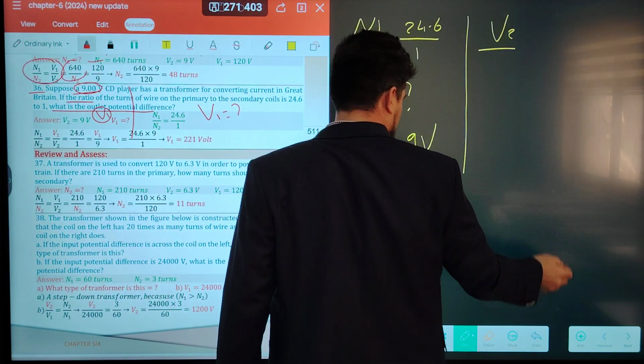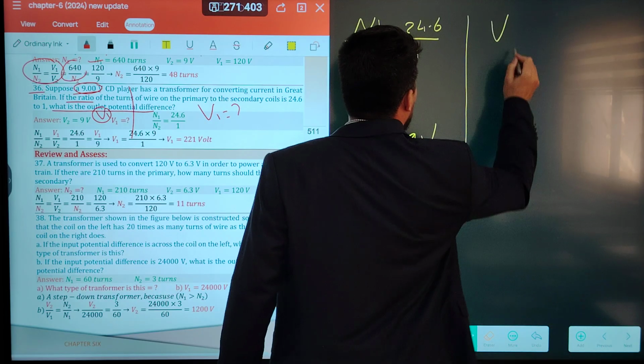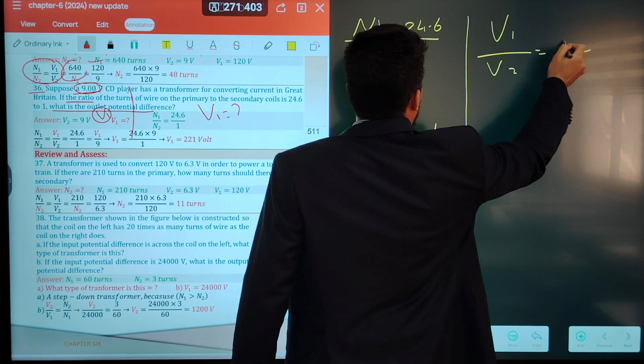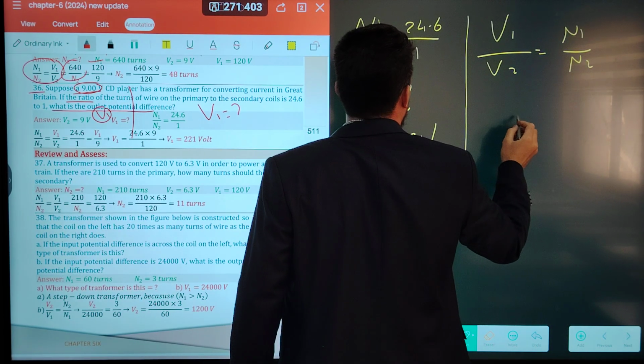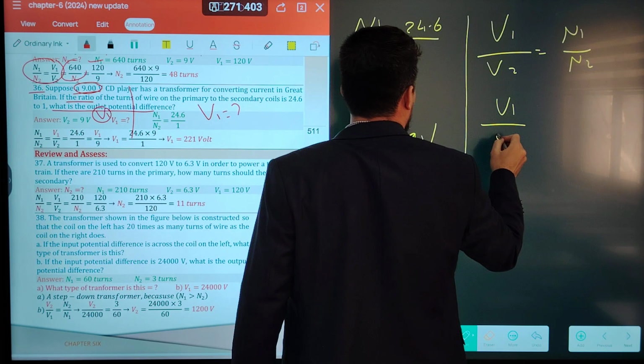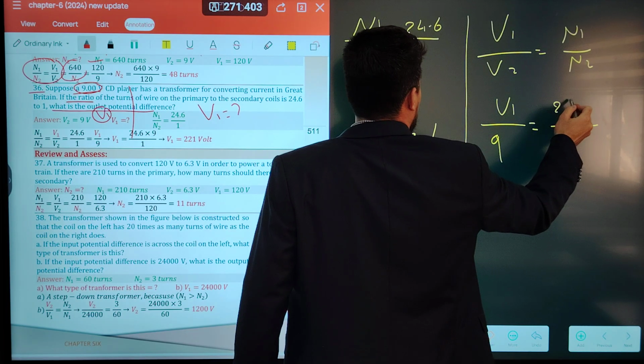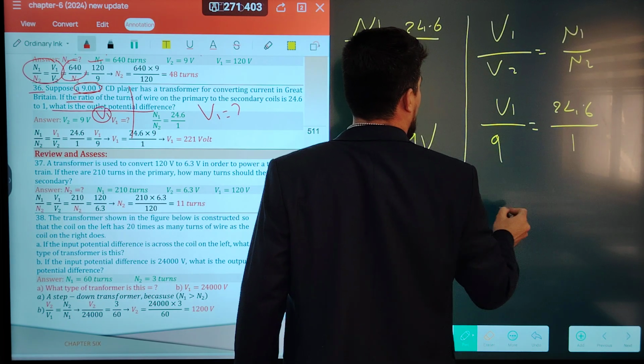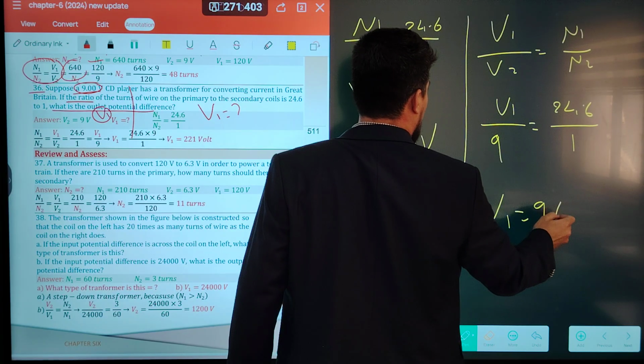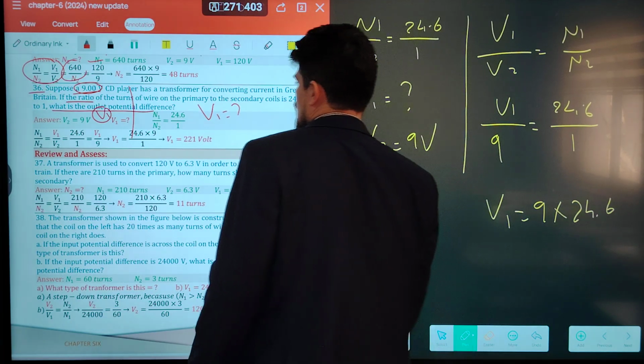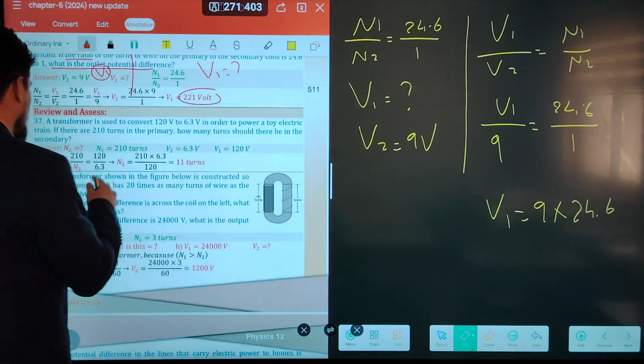V1 over V2 equals N1 over N2. V1 unknown, V2 is 9, N1 over N2 is 24.6 over 1. V1 is equal to what? 9 times 24.6, which is equal to 221 volt.